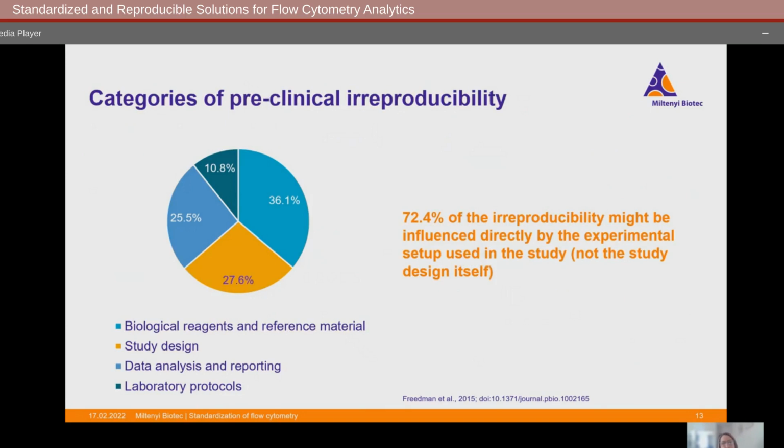The categories for preclinical irreproducibility, and this comes from that same study, are things like biological reagents and reference material, the study design, the data analysis and reporting, and then laboratory protocols. What they found is that over 70% of that irreproducibility can be influenced by the experimental setup and not necessarily the study design itself. So there's a ton of opportunity in that space to deliver better biological reagents, reference material, and equipment in order to mitigate those types of issues.